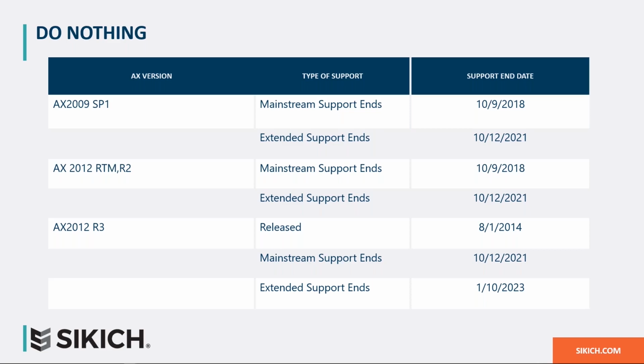For those of you who are on R3, you've got a bit of breathing room. Mainstream support ends on that same day in 2021, and then extended support will run through to January 10, 2023. So again, think about what no security patches means, and think about how you would explain to an auditor or someone who is concerned about security and risk in your organization why you would have an ERP system that does not get security patches released if needed.